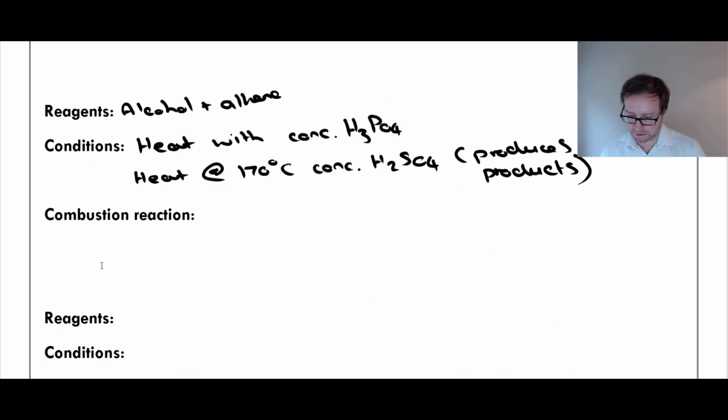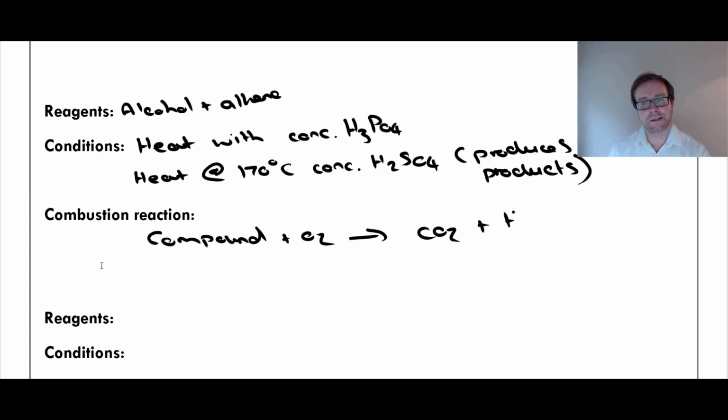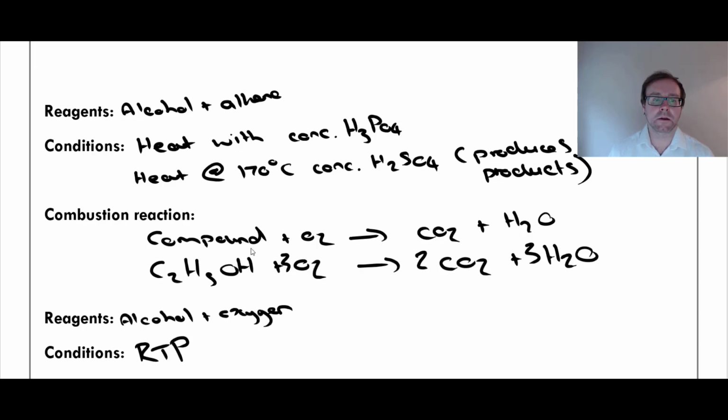Okay, moving on. So combustion reaction. Again, I'm not going to spend too long going through this reaction. A combustion reaction is a compound plus oxygen. So compound plus O2 makes carbon dioxide and water, e.g. In fact, you can have a go at doing this one. Okay, I'm pretty sure you've all used ethanol. So I react it to get carbon dioxide and water.